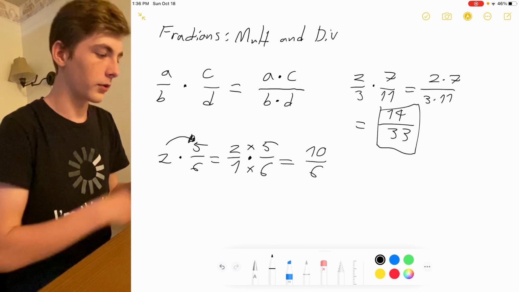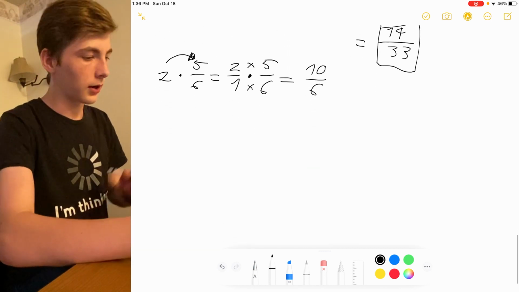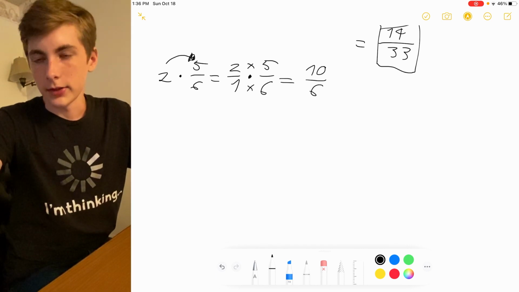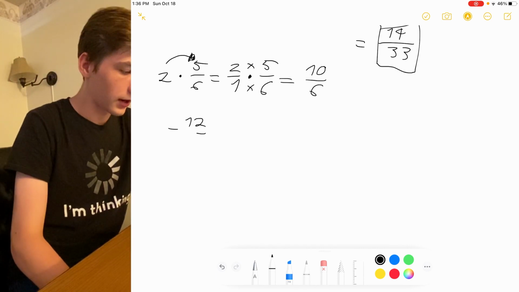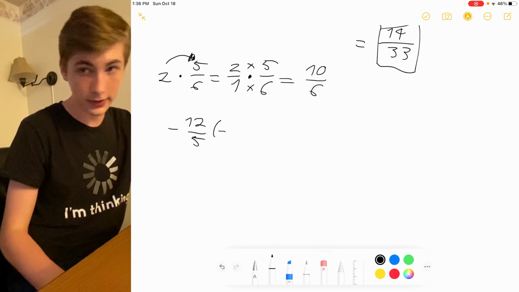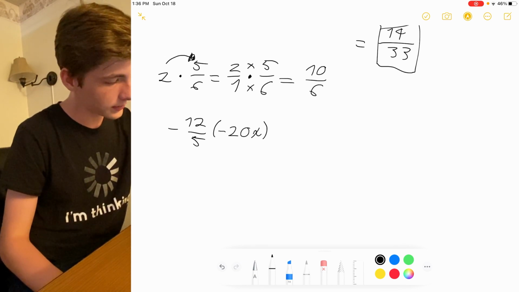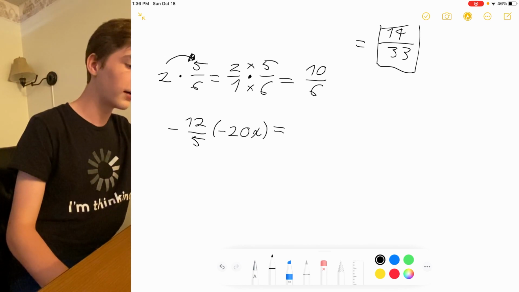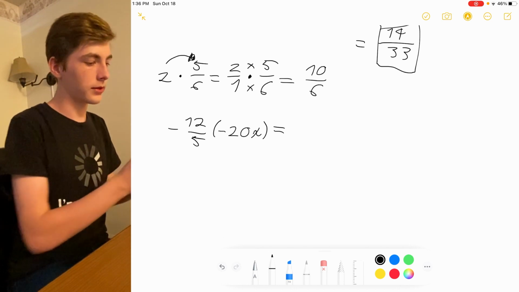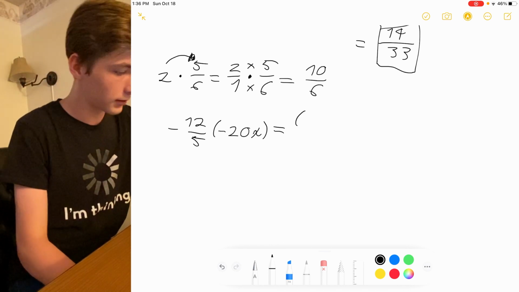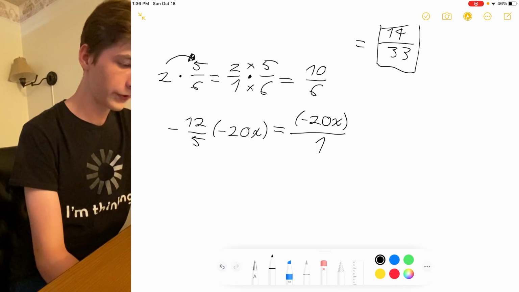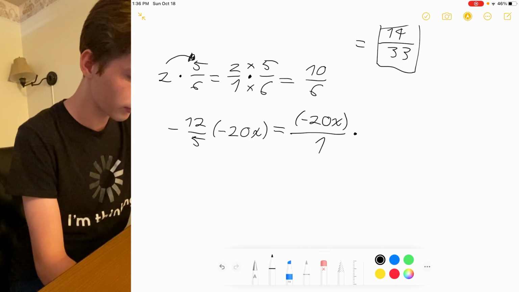So just remember, if you're multiplying by a regular number, then it always goes on the top. I actually have an example set up over here. This is negative 12 over 5, and see how I'm using these negative signs again, times negative 20x, throwing a variable in there. Same thing: multiply that by the numerator. I'm going to start again because I think this is helpful. Write this as itself over 1. It makes it very clear what we're doing.